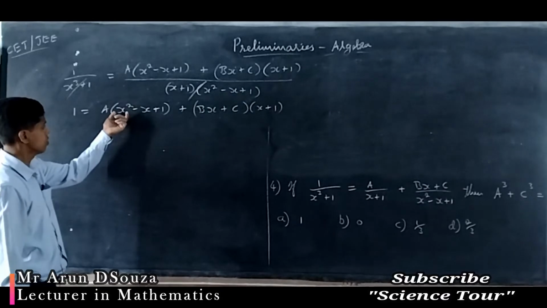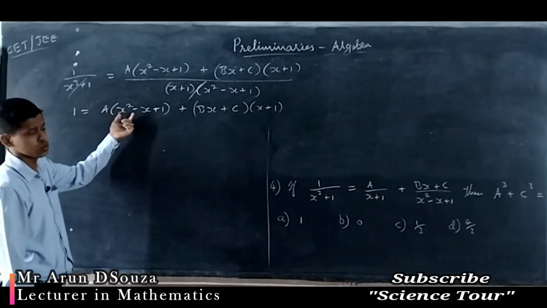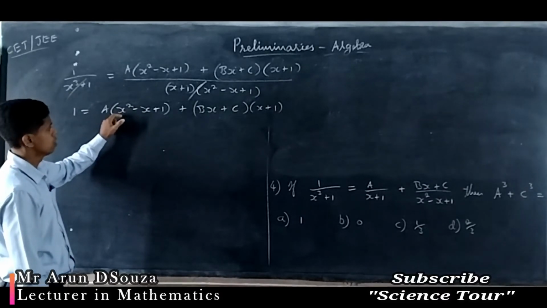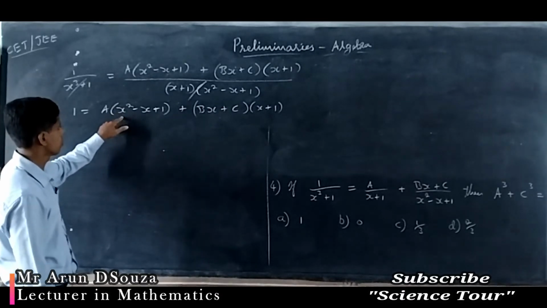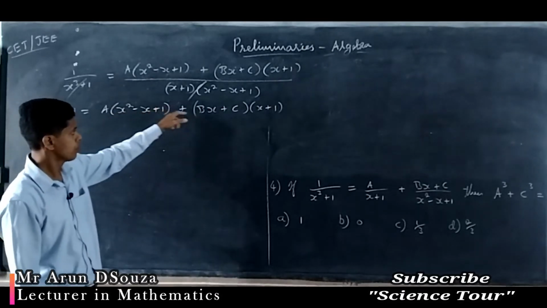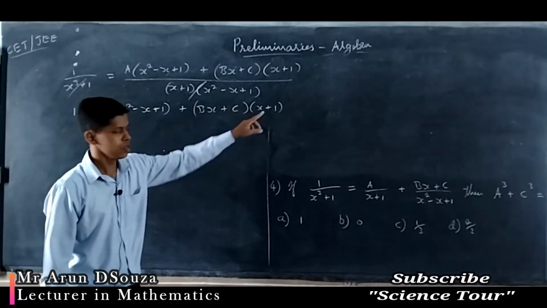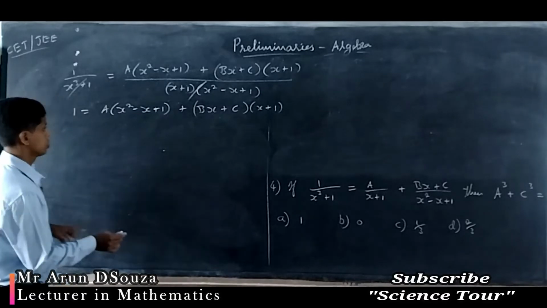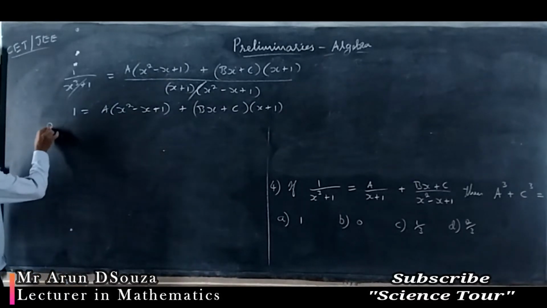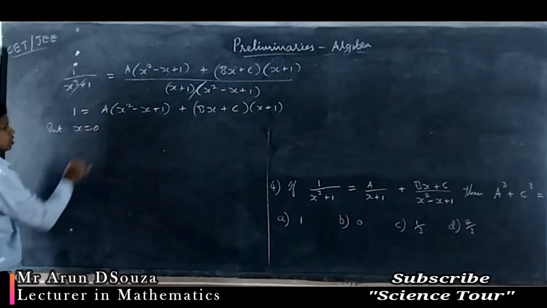Okay, so what we can do is this. Say put x is equal to 0. If you put x is equal to 0, what will happen? You will get a, and then here c. Okay, so let's see how it goes. So now put x is equal to 0.